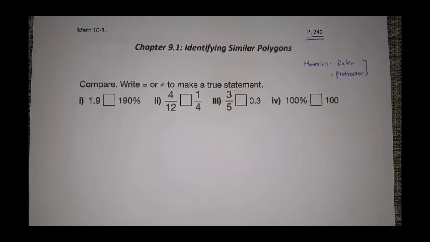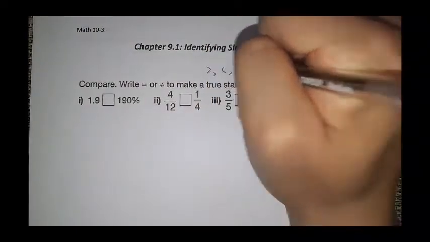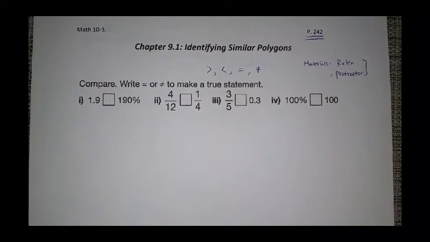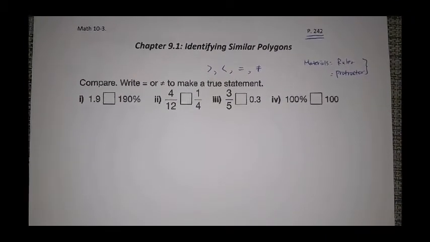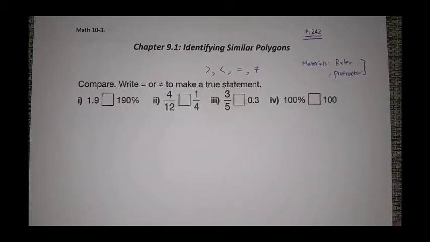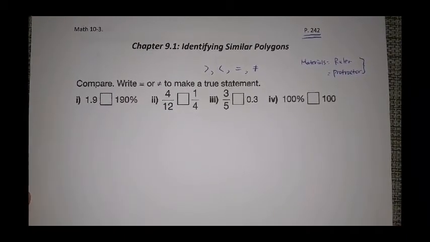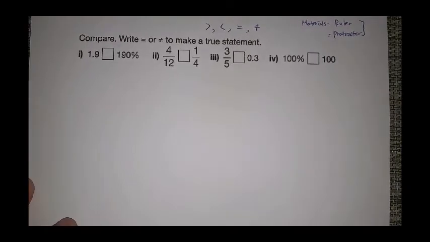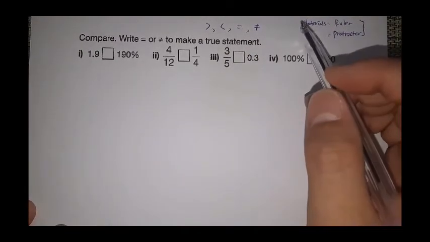Chapter 9.1, the very first lesson, talks about identifying similar polygons, folks. That means we need to compare. When it comes to mathematical comparison, we are basically using larger than, smaller than, equal, and unequal. You know these signs. Some people learn them as alligator signs. Before you identify whether a polygon is a similar polygon or an identical polygon, you need to understand how to compare. So let's try these questions on page 242.